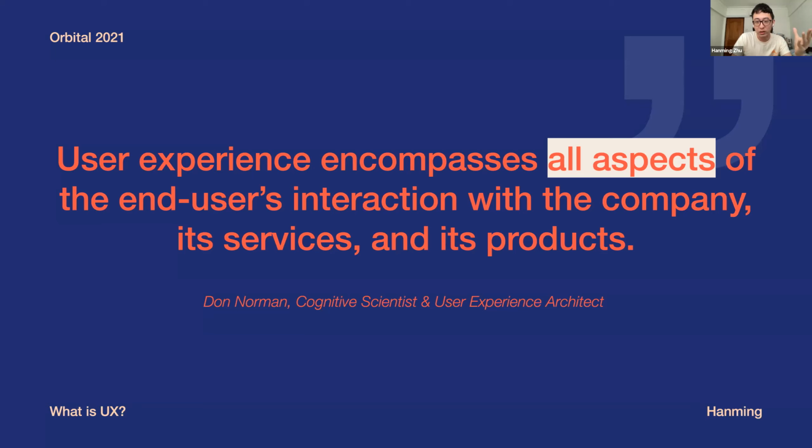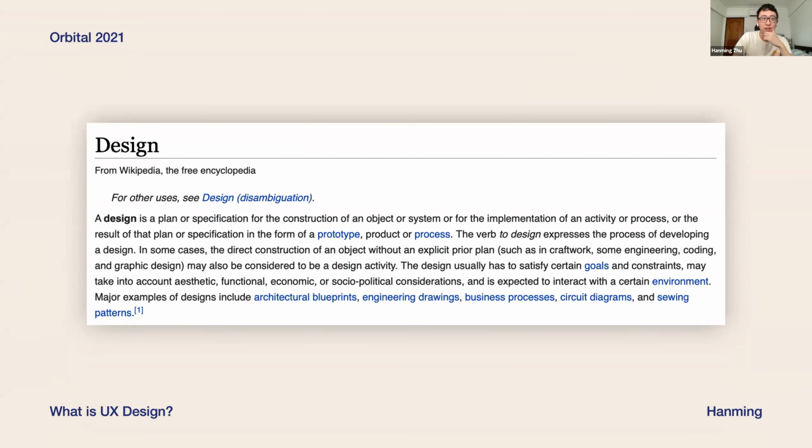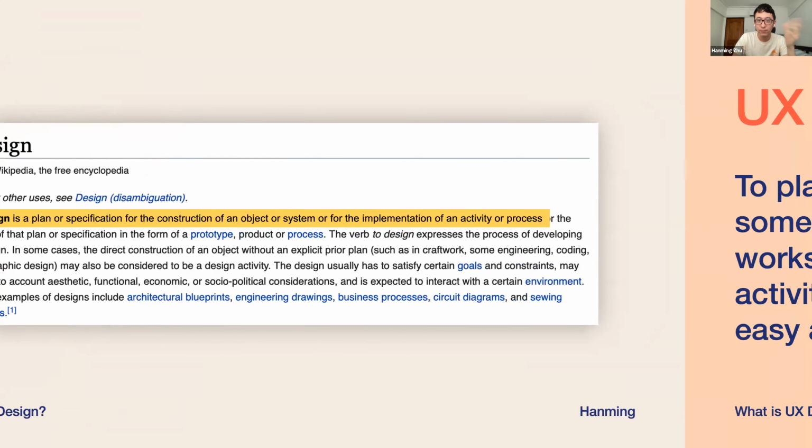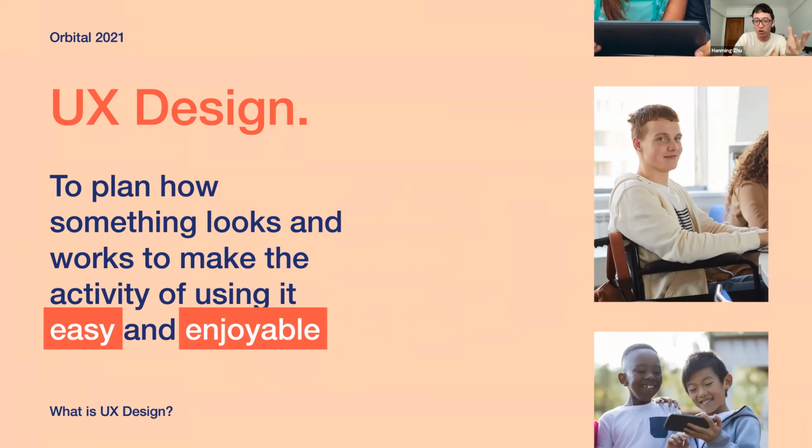But before we get to that, now that we know what UX is, maybe we can talk about what UX design is. From Wikipedia, you can see the definition here. Design is really a plan or specification for the construction of a system or object, so that you can do some sort of activity or process. Similarly, UX design is about planning how something looks and works, making sure that when you use it, it's easy and enjoyable. So there's this concept of planning going on here.